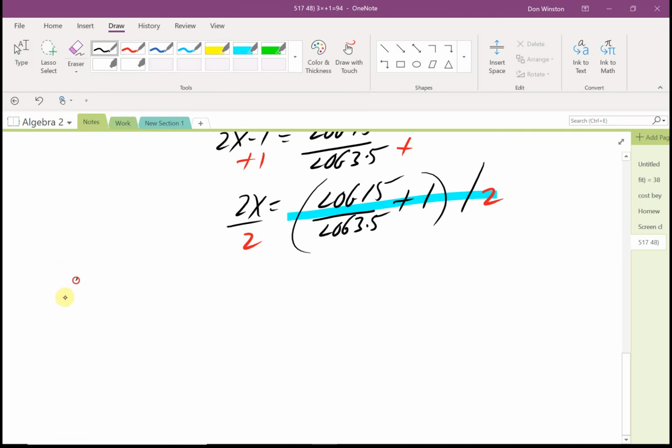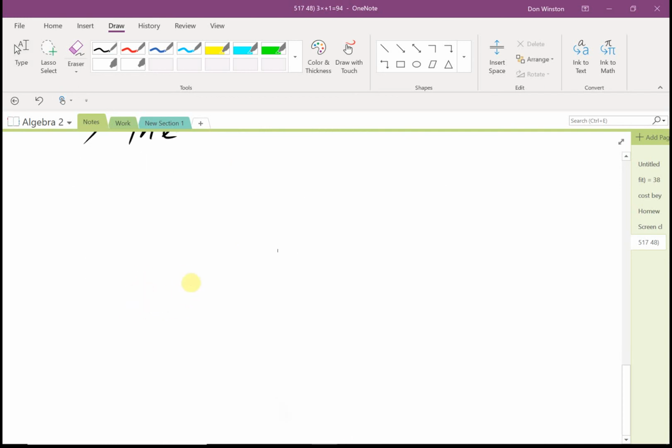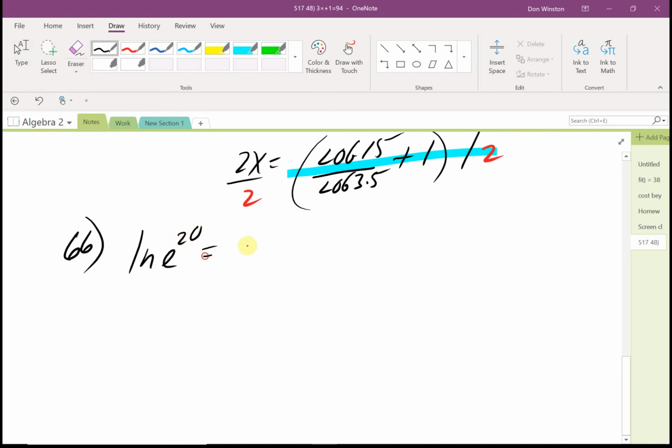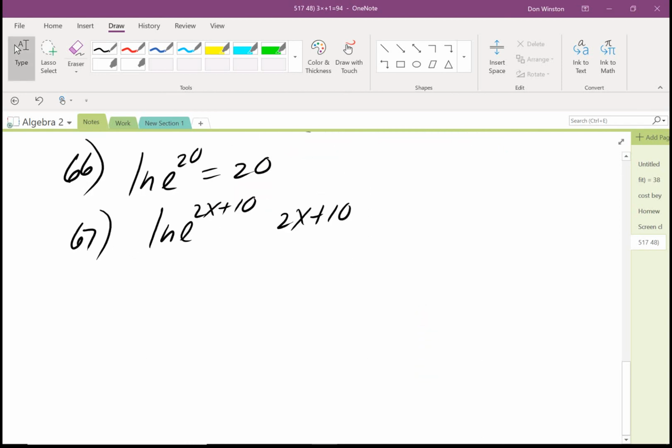And then number 66. This is just making use of inverse properties. So the natural log of e raised to the 20 is 20. The inverse of e is ln. Number 67, I have the natural log of e raised to 2x plus 10. That just equals 2x plus 10. 68, I have e raised to the natural log of 5x squared. That just equals 5x squared.